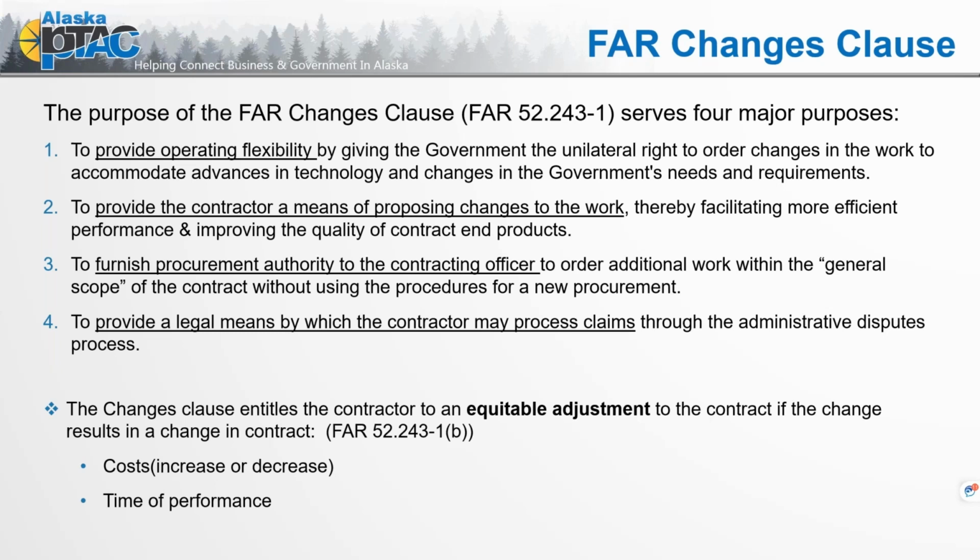Three, to furnish procurement authority to the contracting officer to order additional work within the general scope of the contract without using the procedures for a new procurement. So this goes back to where we're talking about, is that a cardinal change or is it a reasonable extension of the contract? So the changes clause allows the contracting officer to make that determination. And four, it provides a legal means by which the contractor may process claims through the administrative disputes process. So it really covers a lot.